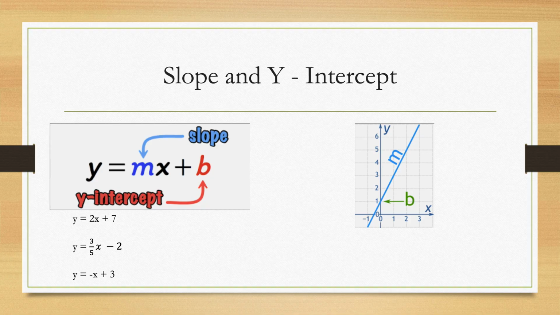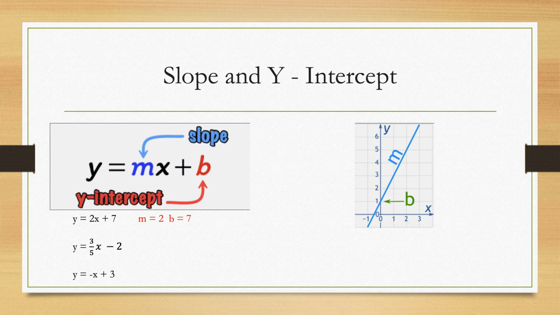Okay, so in the first one, the slope is always found directly in front of the x. Once it says y equals, it must say y equals first. So the slope is 2 and the y-intercept is 7. That means you would begin at 7, the y-intercept b, and then move up 2 over 1.